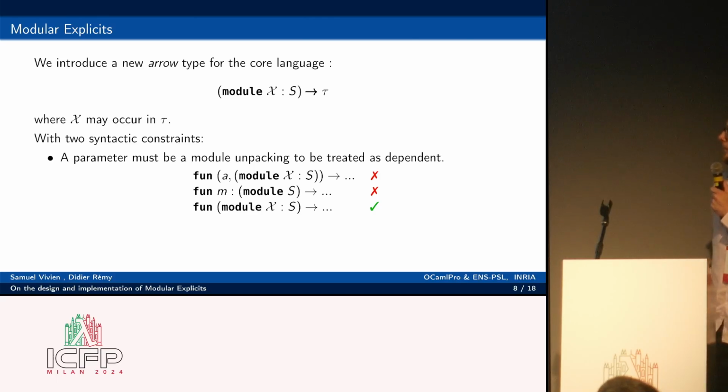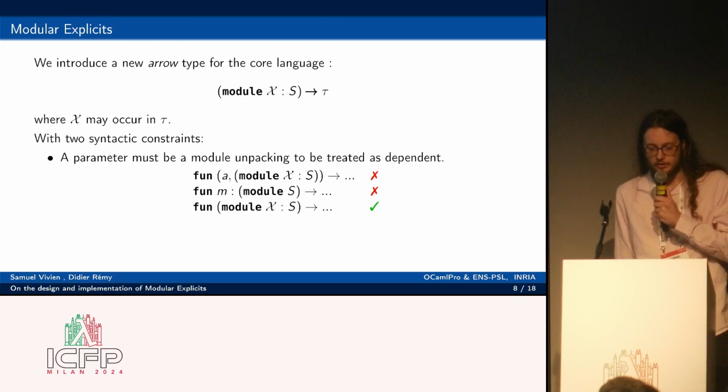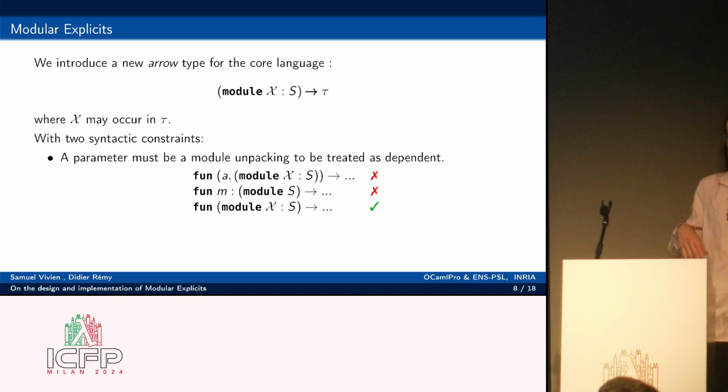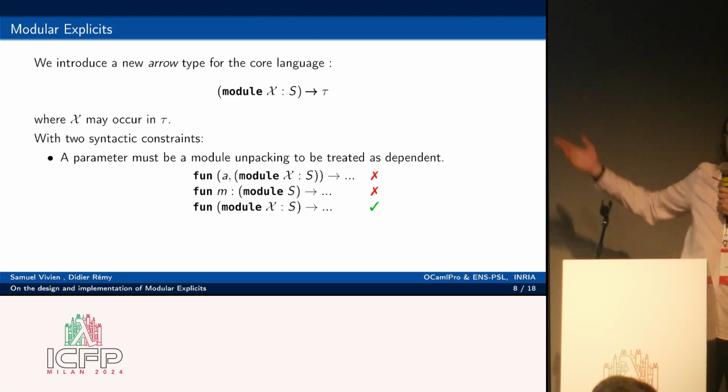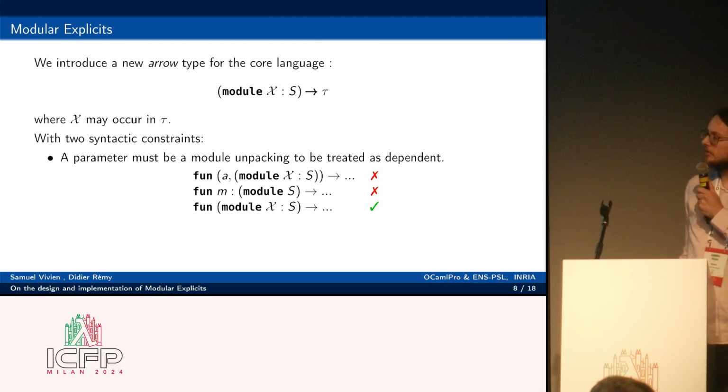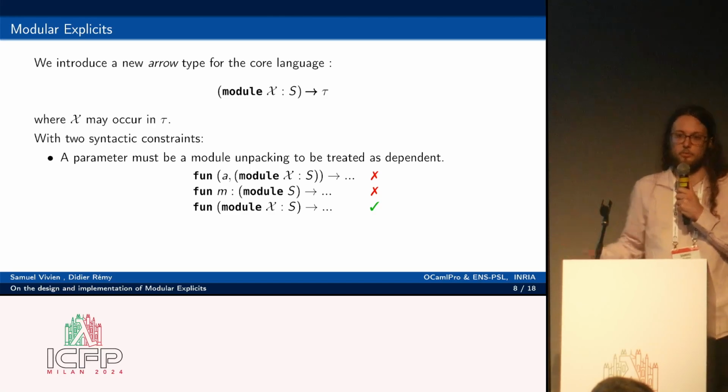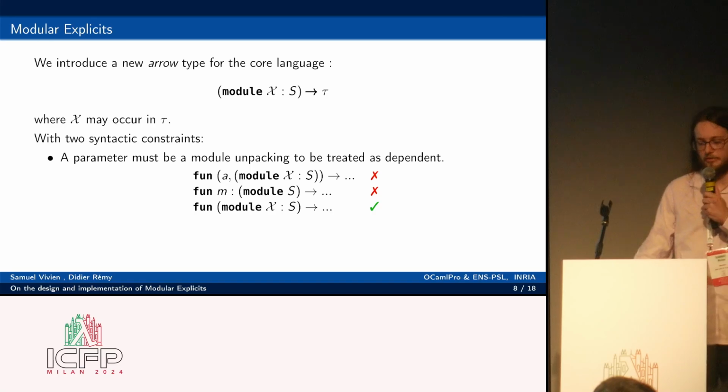However, we have a few restrictions with this new type in order to be able to do things with it. First thing is that a parameter can be depended on only if it's a direct unpacking of a module. For example, if we unpack a module inside a pair, it cannot be dependent on this module. If we don't unpack the module, we cannot be dependent on the module, with just the last case where it's directly unpacking the module, where we can have a module-dependent function.